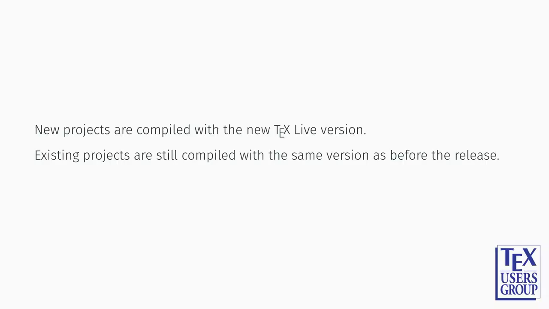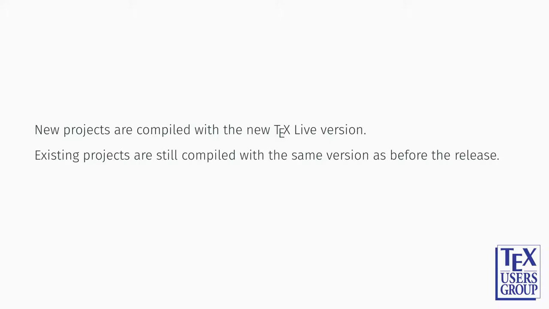When we're satisfied that the image is ready to go, we upload it to our compile servers. From this moment on, new projects will be compiled with the new TeXLive version. However, existing projects are still compiled with the previous version or whatever version they were compiled with before. This is because if we change the version used to compile a project, there's a chance the project will render differently or will just not compile because of incompatibilities between TeXLive versions.